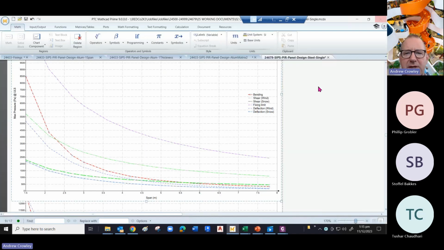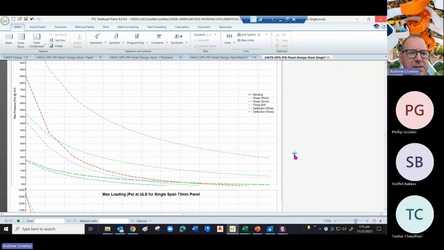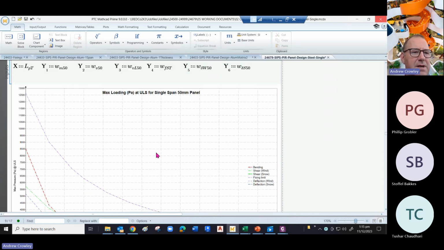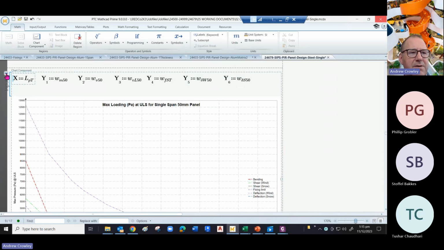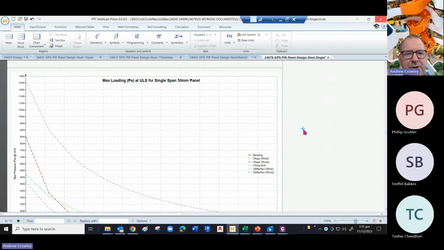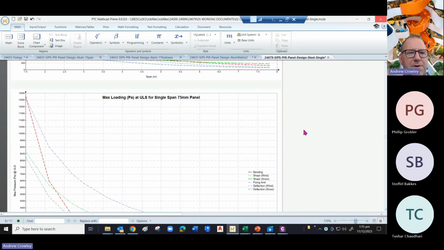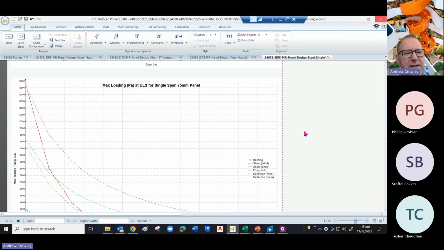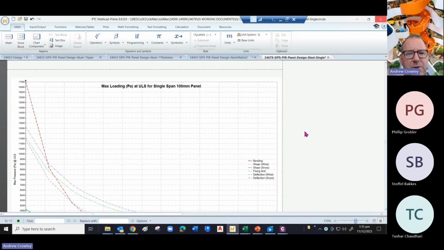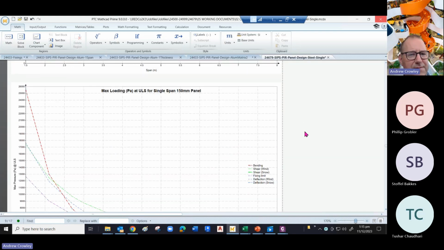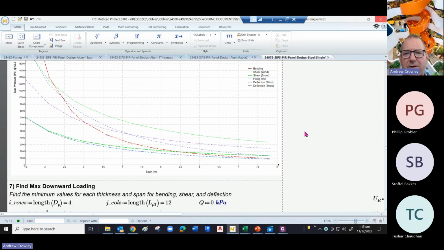So you can close that and it will update any changes you've made. And then you can hide the input by clicking on the minus sign. Then we move on, do the same thing again for our 75mm panel and our 100mm panel, our 150mm panel, and so on. So that was the raw data. Those are the loads for the panels in the different cases.